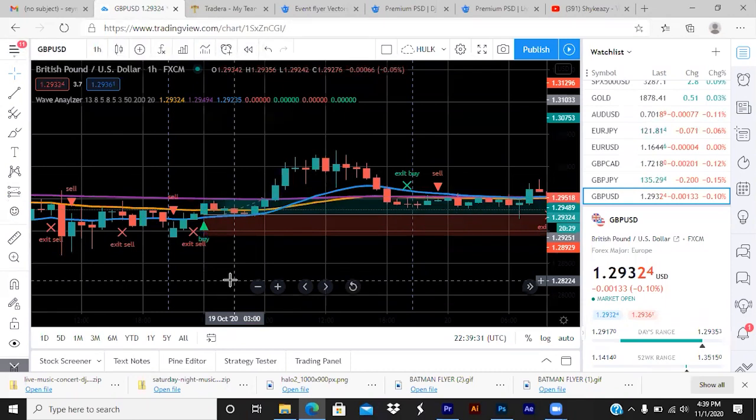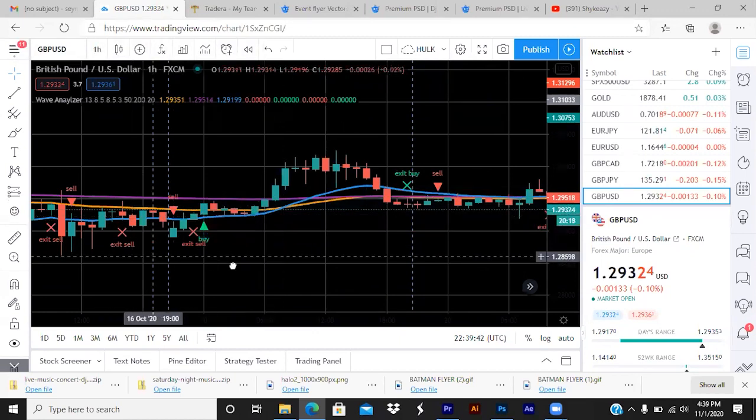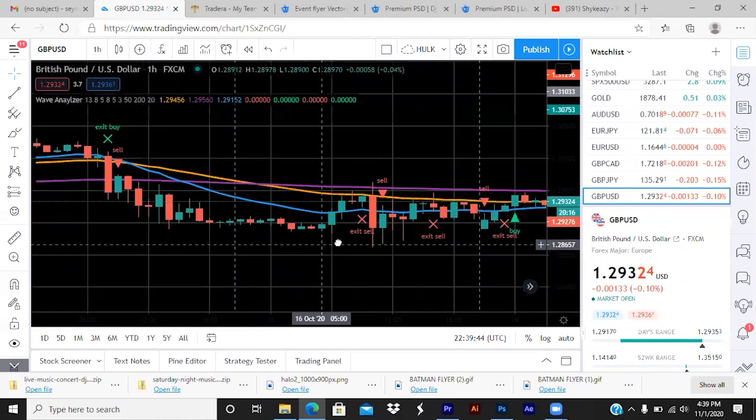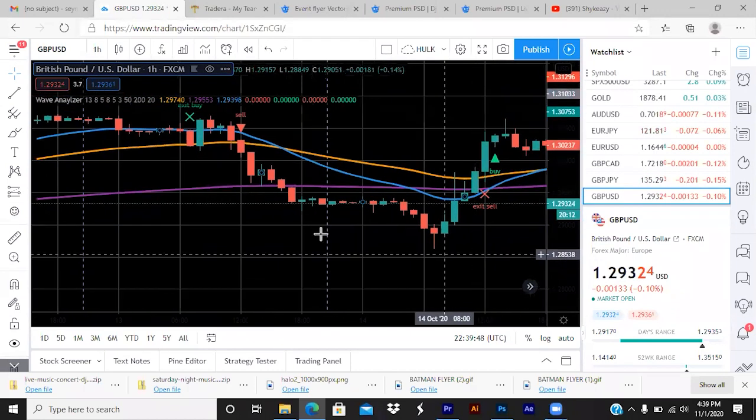Me personally, I wouldn't have done it. I'm not about to get in a trade with a ratio of 0.74, but it did smash take profit 2. So let's go look for some more.